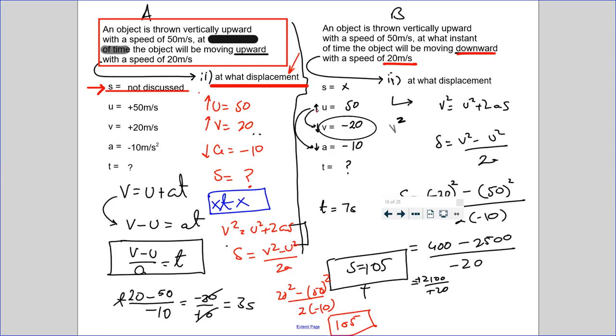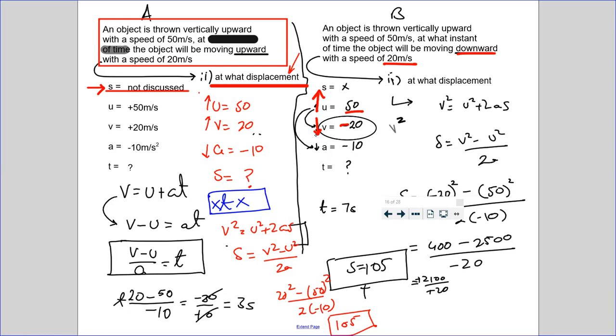So initial velocity is upward with a 50 value. Final velocity is 20, but why did we write it as negative 20? Because it's downward. So as it is downward, is it in the same direction as that of the initial velocity or in the opposite direction? Tanya, is it in the same direction or in the opposite direction? Is it in the same direction as the initial velocity or in the opposite direction?